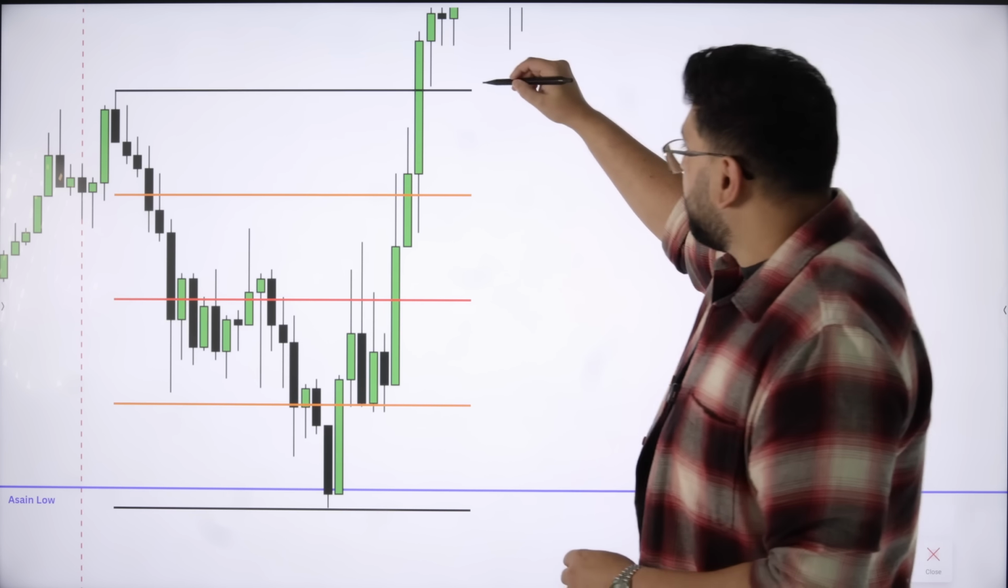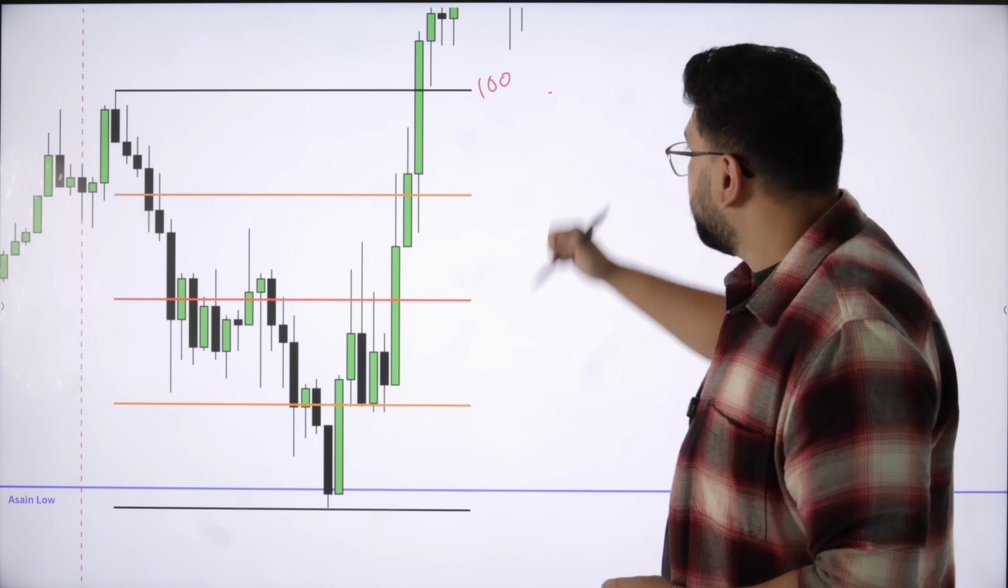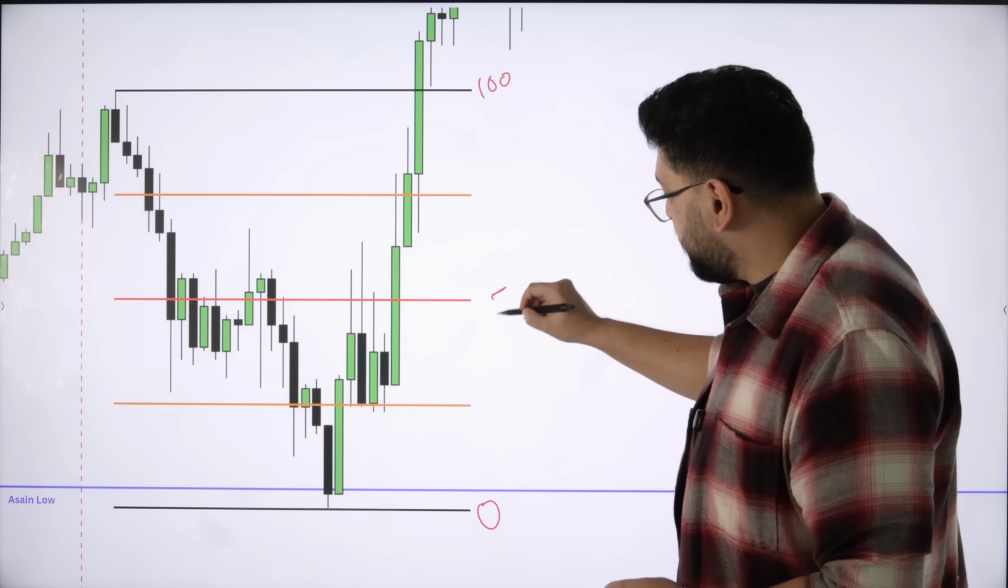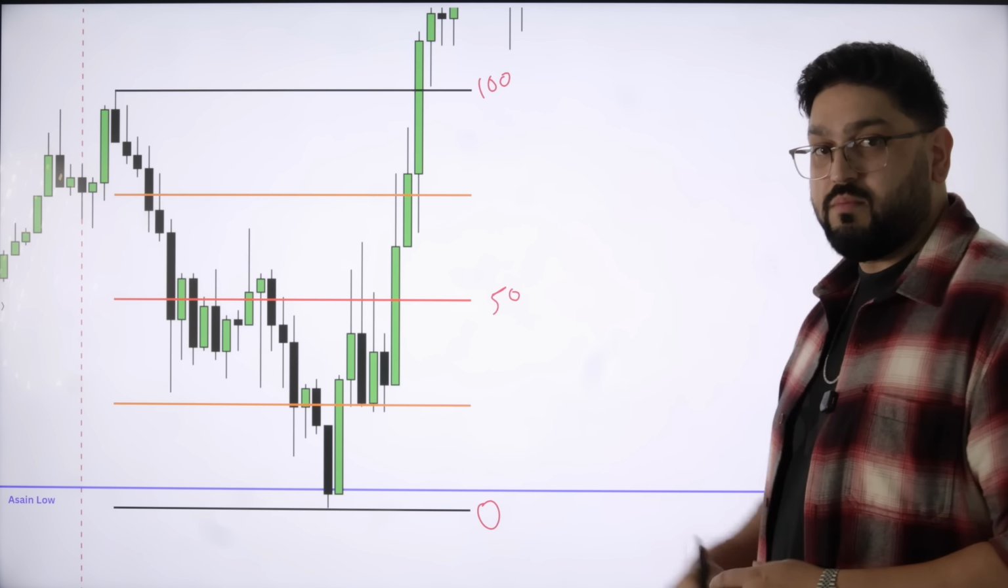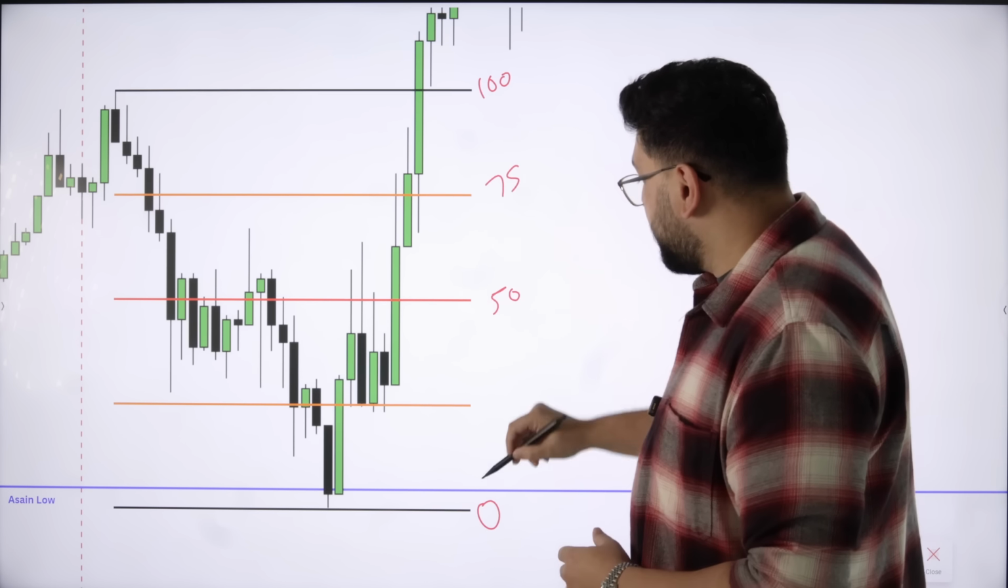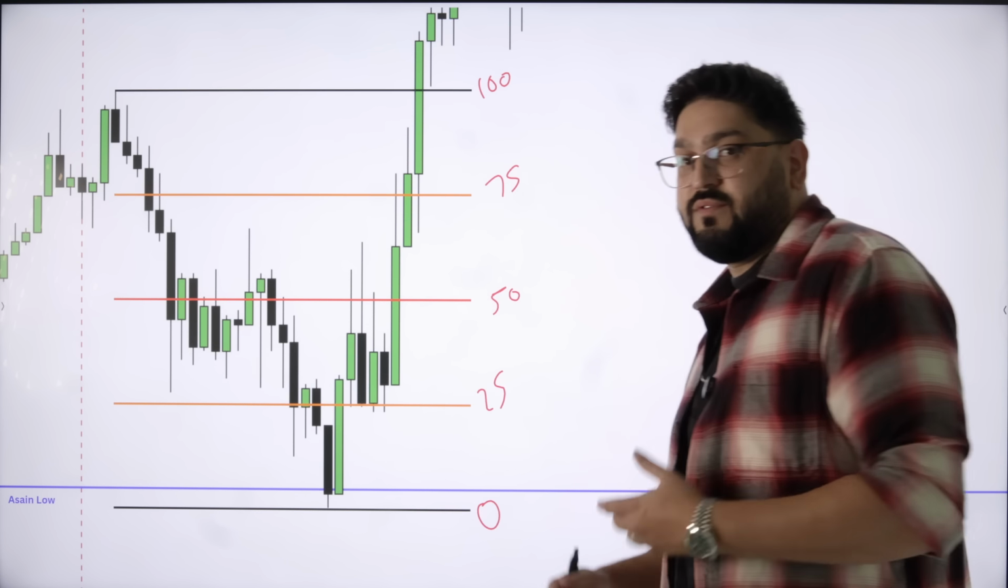Now once we have a dealing range, we can of course grade this dealing range with our DRT levels. We have our 100 level at the top, we have our 0 level at the bottom, the 50 DRT level, the mid price between the highest price and the lowest price, then in between those price points, the 75 and the 25 DRT levels.